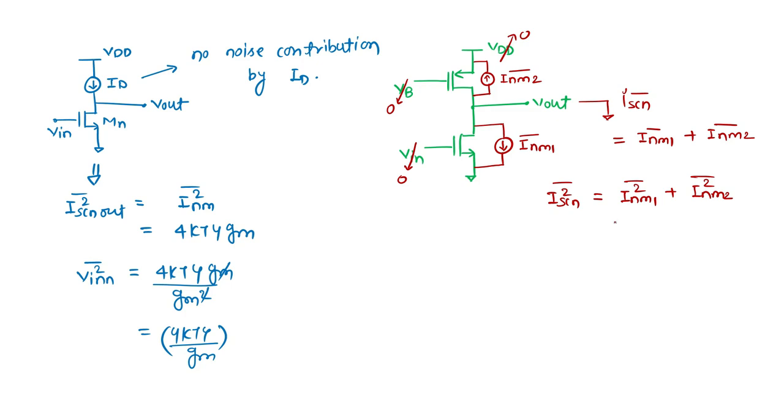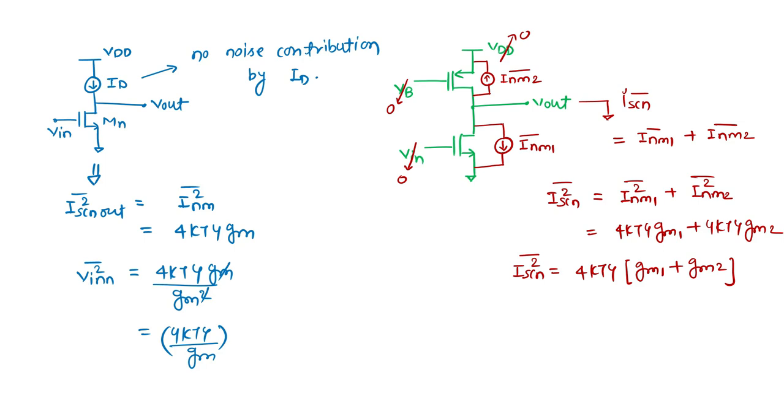So we can write directly: IN1 squared is 4kTγgm1 plus 4kTγgm2. So now we are getting the output short circuit current mean square value as 4kTγ, which is common, times (gm1 plus gm2). So this is the output short circuit current.